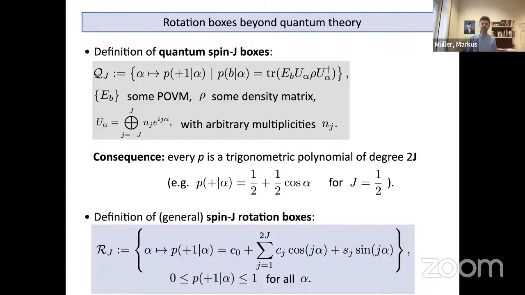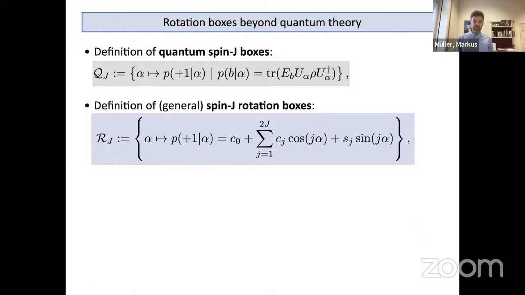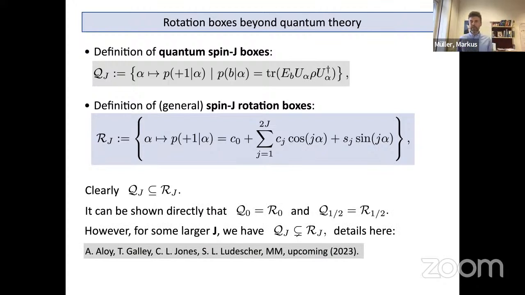But then you can say, well, look, now I can just forget that I had quantum theory. I can just in general define something like spin J rotation boxes. These are just all the probability laws for click given rotation by alpha that are trigonometric polynomials of degree 2J. The probabilities should be between 0 and 1, but that's all I assume. Now, when you put them side by side, you will first see that the quantum boxes are a subset of the rotation boxes. And for spin 0 and spin 1/2, they are actually the same. This is something you can see directly. For larger J, there seems to be a gap. So we can show that they're actually not the same for some larger J.